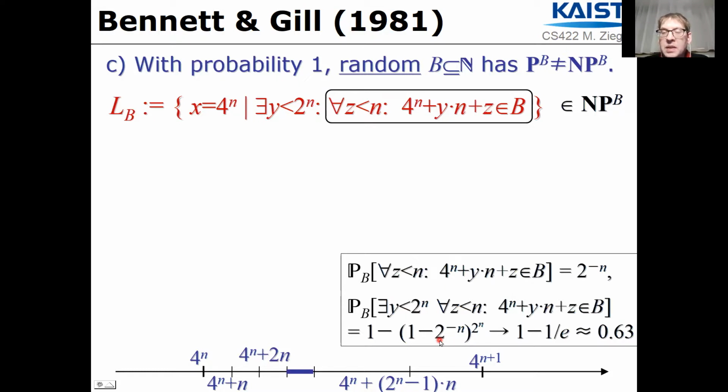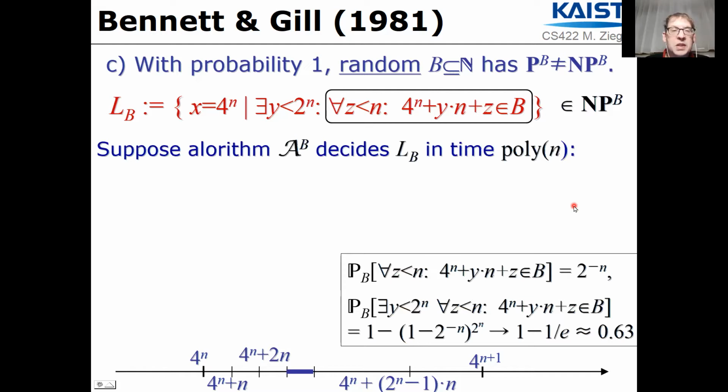So this converges quickly to 1 over e, and thus 1 minus 1 over e. That's mathematics. You know mathematics, I don't need to elaborate that, which is roughly 0.63. So to summarize, for sufficiently large n, we can say that the probability of 4 to the n belonging to this set, depending on the random oracle, is roughly 63%. It's a constant, that's the message.